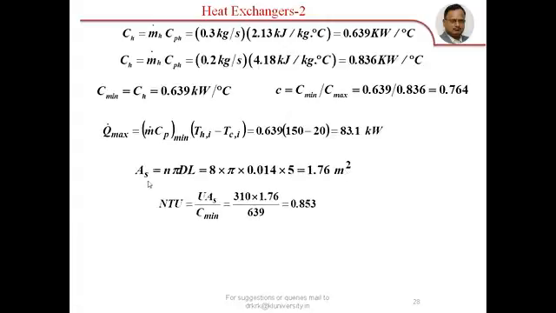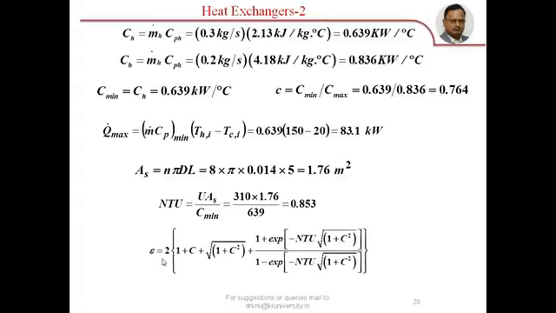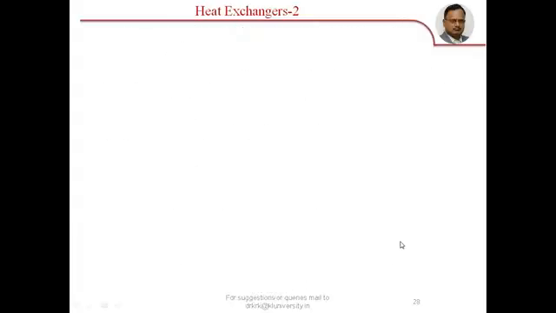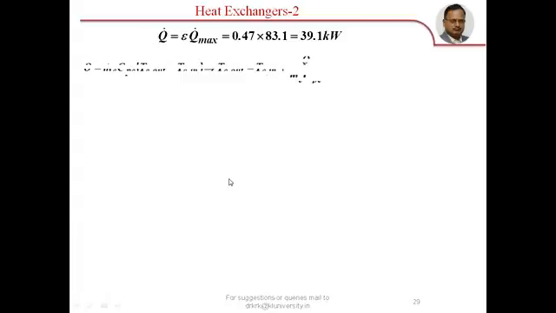So 0.1 kilowatts, and the surface area is n pi d L. You will get 1.76 meters square, and the number of transfer units is 0.853. The expression for this type of heat exchanger is given in the literature. You can pick it up, or from the table which I have shown here, you will get the effectiveness 0.47. Once you know the effectiveness, actual heat transfer is effectiveness into Q maximum, 39.1 kilowatts.